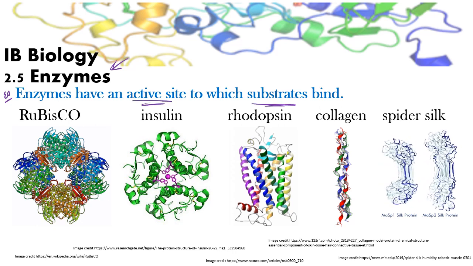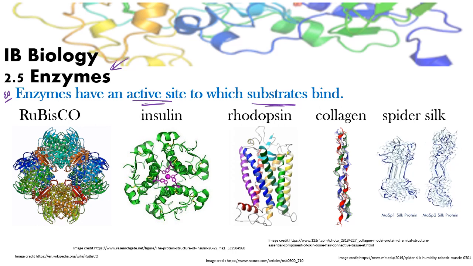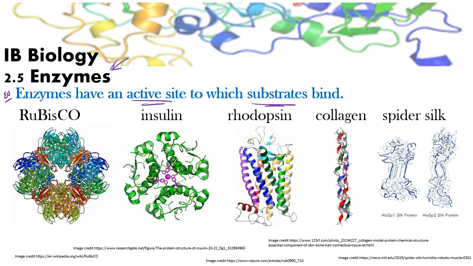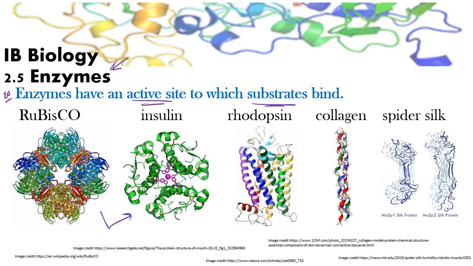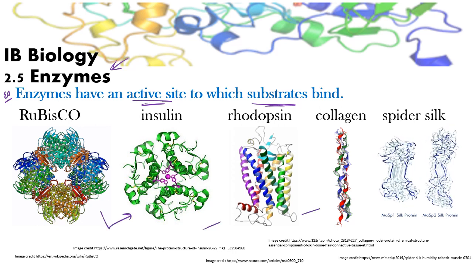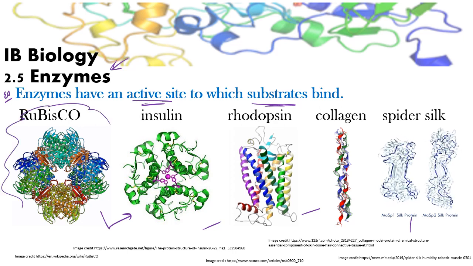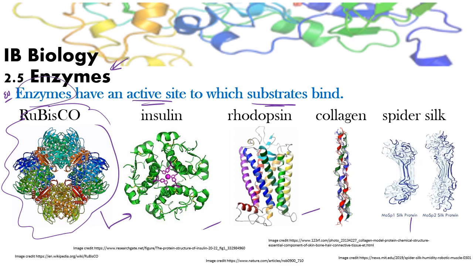On the screen right here, we have a wide variety of proteins. Remember our proteins from our last unit: rubisco and insulin, rhodopsin and collagen, spider silk. We are definitely going to be focusing on proteins like rubisco, our enzymes.